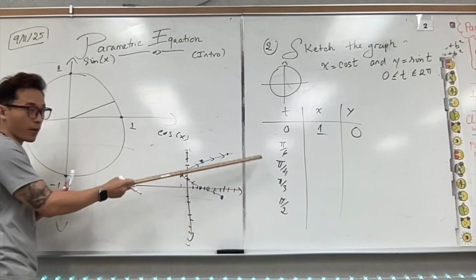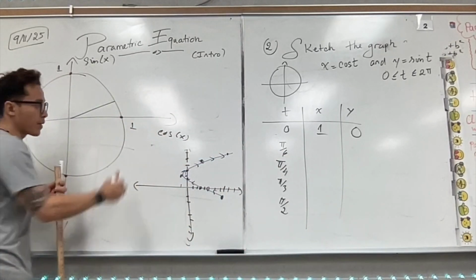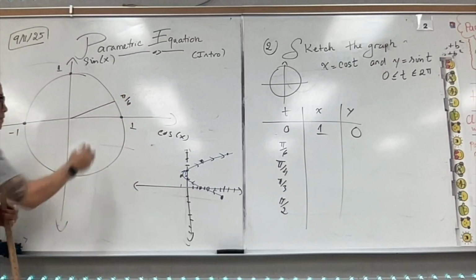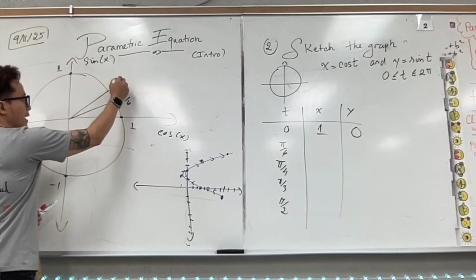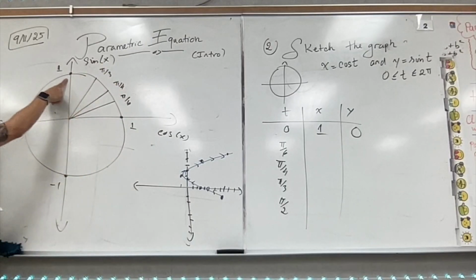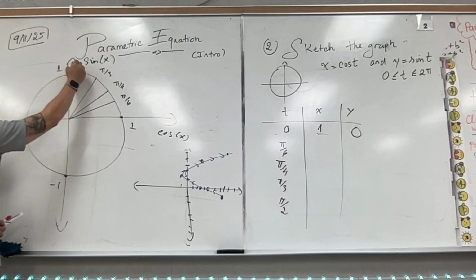Pi over 6, right? The larger the bottom, the smaller it is. So pi over 6 here. What is the next smaller one? Pi over 4. Next one? Pi over 3. And this is pi over 2, the 90 degree. Pi over 2 is 90 degrees.